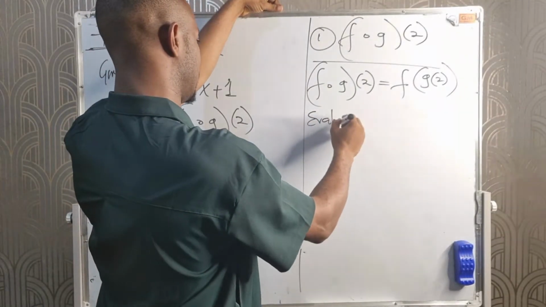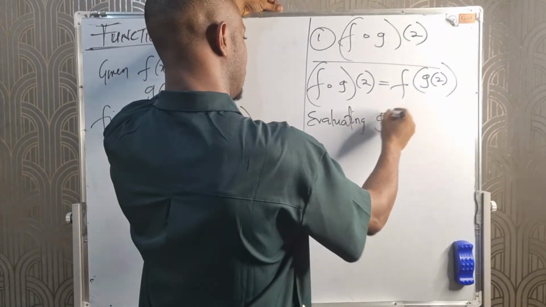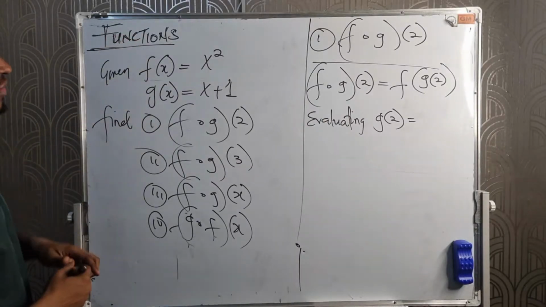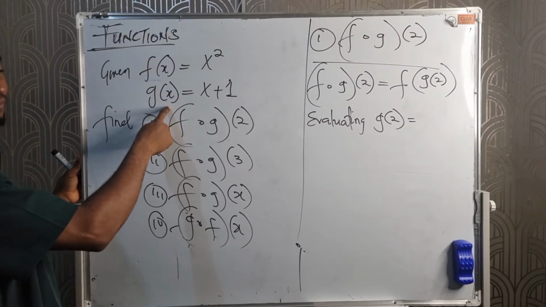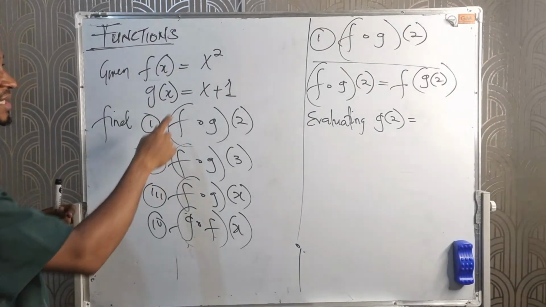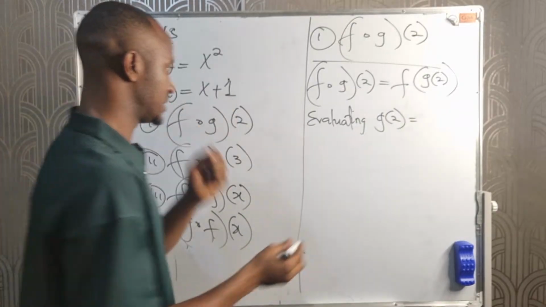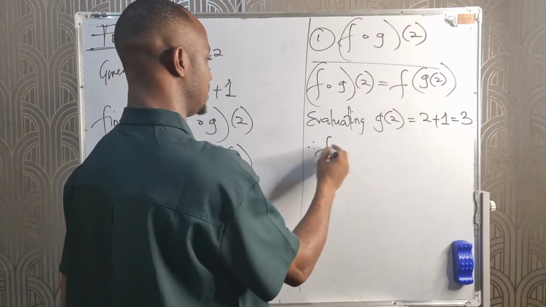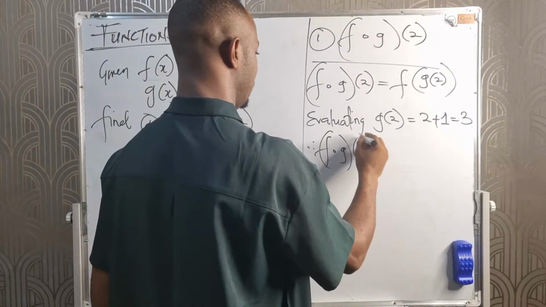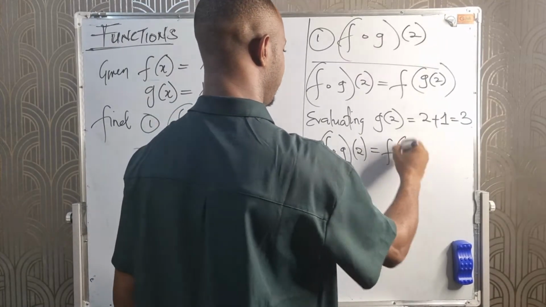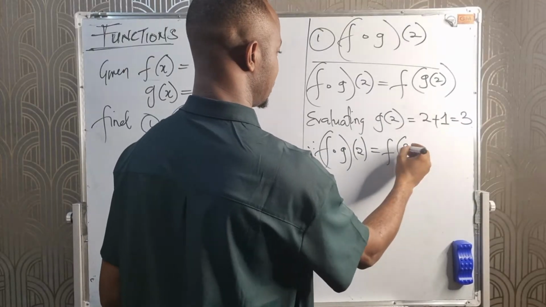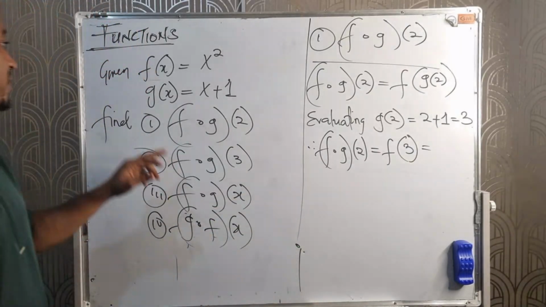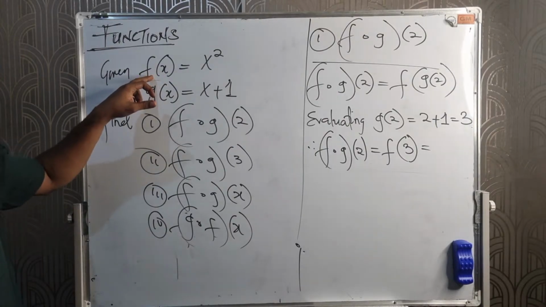So what we do is to evaluate g of 2. To find g of 2, which of these functions are we going to use? Definitely I will use g of x to find g of 2. So that means in my g of x, anywhere I see x, I'll put 2. And that'll give us 2 plus 1, right? The result here is 3. Therefore, this simply means that f of g of 2 is equal to f of 3, since we solved g of 2 as 3. So we have to find f of 3. For f of 3, I will use f of x, right?